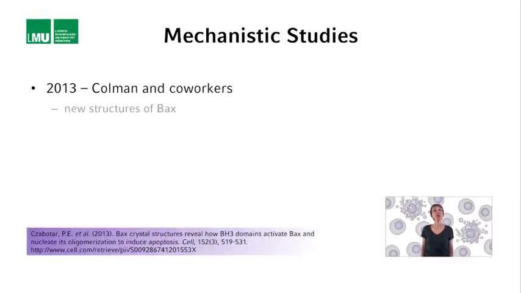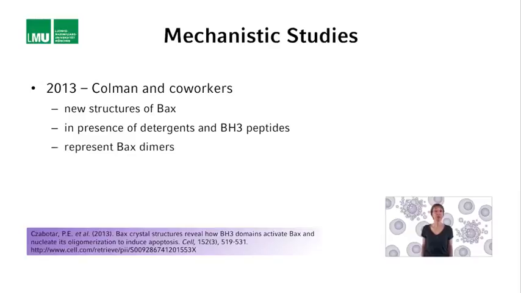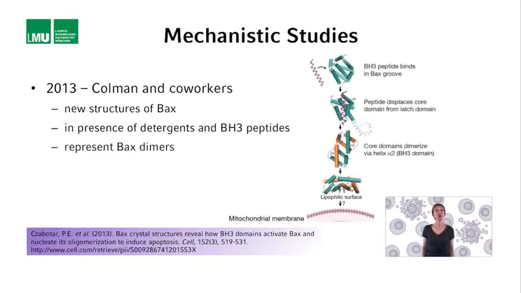Actually, only this January, a paper was published in the journal Cell by Peter Colman and co-workers on new structures of BAX. These structures were generated in the presence of detergents and in the presence of BH3 peptides. And these structures represent BAX dimers. These new structures challenge some of the previous findings and models, including the role of the central helices 5 and 6.